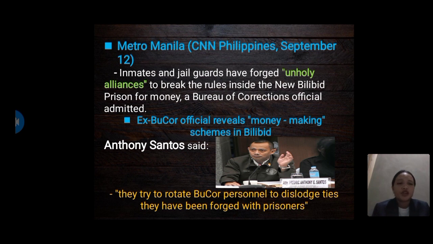A Bureau of Correction official admitted the ex-Bucor official reveals money-making schemes in Bilibid. So that was stated by Antonio Santos. So this is what he said. They tried to rotate Bucor personnel to dislodge ties they have forged with prisoners. So he is the one who stated that.